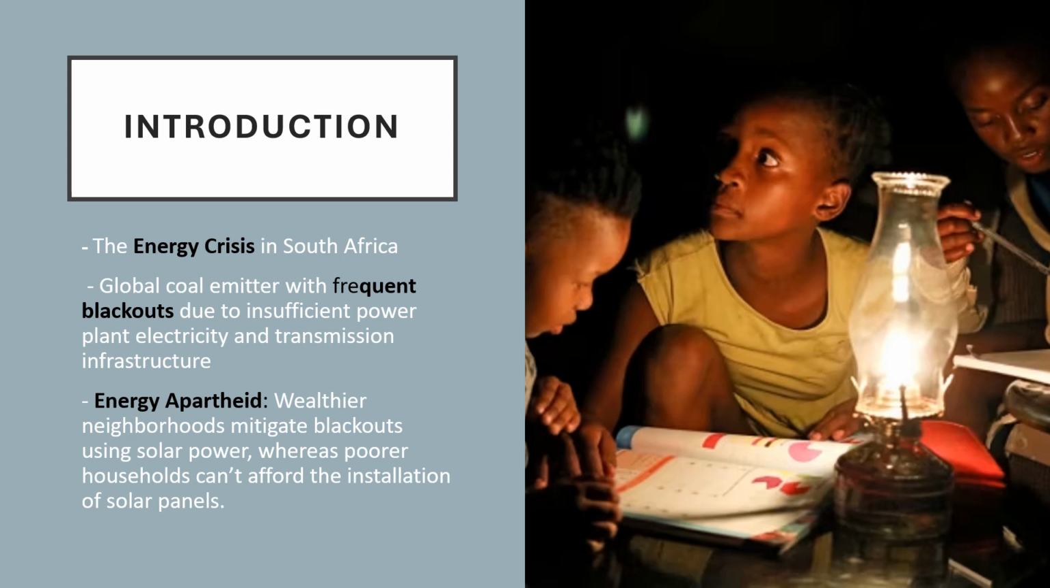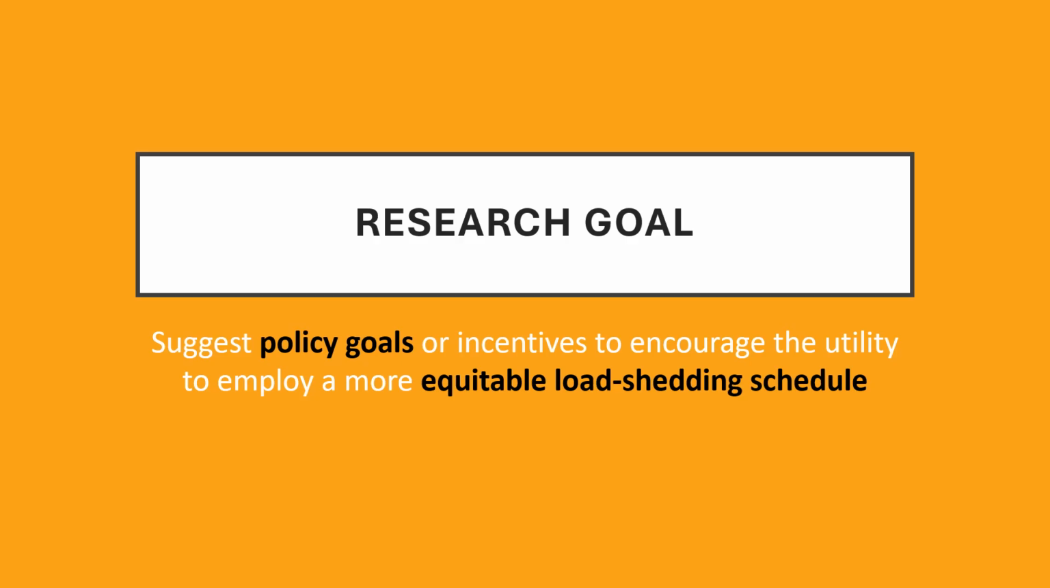To mitigate these problems, wealthier neighborhoods have installed solar panels on their rooftops. So whenever there is a power blackout, they can generate their own power. However, poorer households cannot afford the installation, and that creates something called energy apartheid. So given this, our research goal is to suggest policy goals or incentives to encourage the utility to employ a more equitable load shedding schedule.